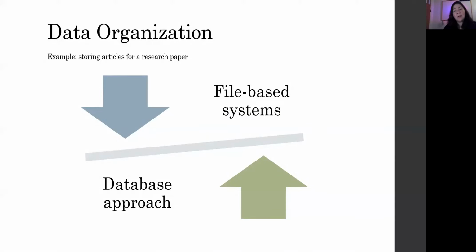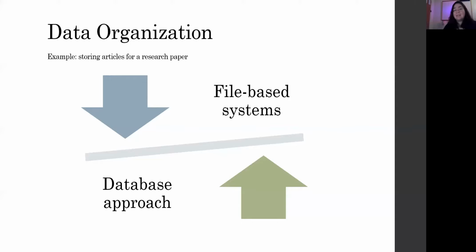So when you organize data, you basically have two options. One is the file-based system and one is the database approach. And to illustrate the differences of these, I'm going to use the example of storing articles for a research paper, since that is something that pretty much all of us have done at least one or two times.